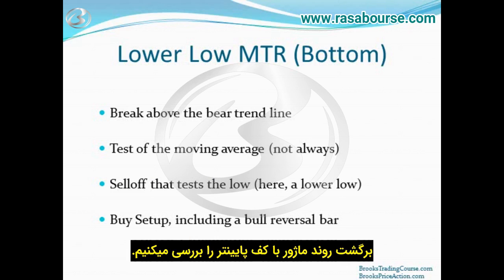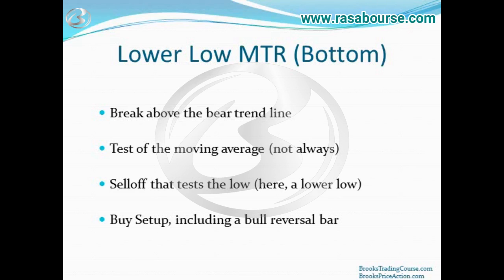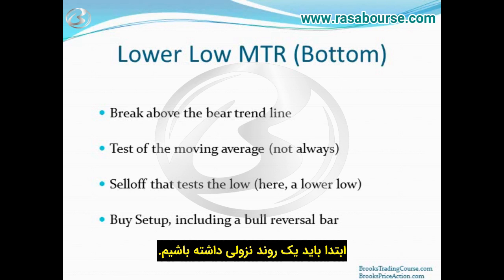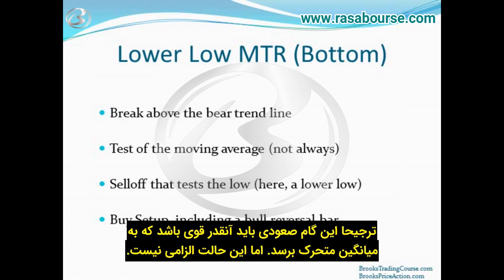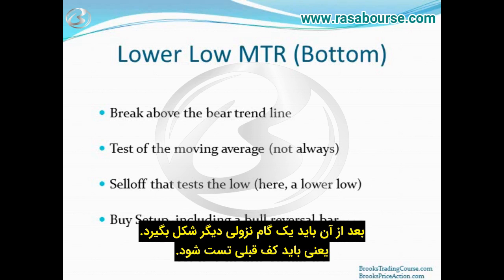A lower low major trend reversal, in other words a bottom, needs a bear trend, and then a break above the bear trend line, in other words a break out of the bear channel. Preferably you'd want the rally to be strong enough to reach the moving average, but that's not necessary. After that, you need one more sell-off. You want a test of the bear low.